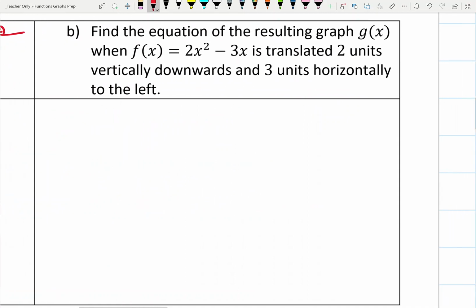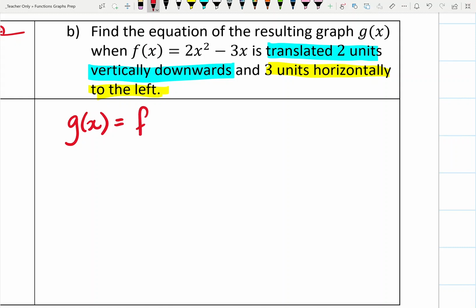On the second one, we're just given the function f of x, and we're told to translate it 2 units vertically downwards and 3 units horizontally to the left. So we can do that piece by piece. So we're talking about g of x, and it's f of x, except we do the horizontal one first. It's translated 3 units horizontally to the left. So that tells us it's going to be f of x plus 3. And the translated 2 units downward tells us it's going to be f of x minus 2.